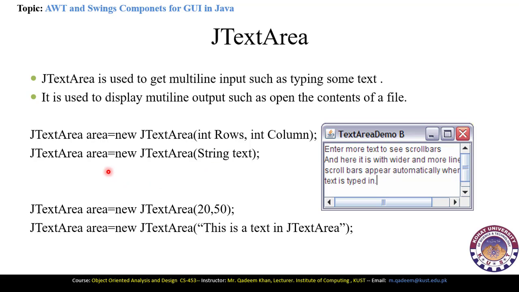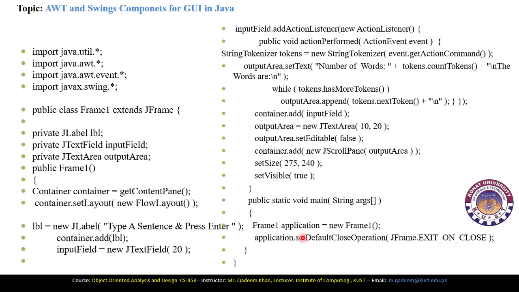Now also if we want to specify the string here, JTextArea, new JTextArea, string text. So here it will just take the string. If you want to assign runtime strings to the JTextArea, then you will use this declaration of the object of the JTextArea. Next we have, for example, these examples here, 20, 50, and this is the text in the JTextArea. So this will define the number of rows and columns of the characters inside of the JTextArea, and this defines the text inside of the JTextArea.